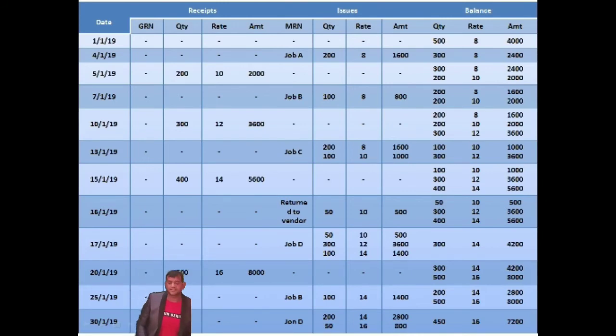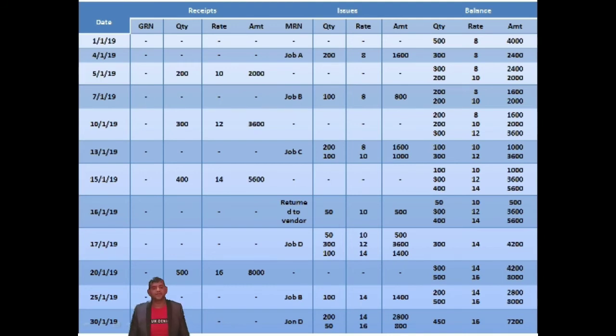So there was a receipt. We are receiving the material from the supplier, the so-called vendor. GRN number nil, but quantity 500 units, each unit cost price is 16 rupees. So 500 into 16, 8000 rupees. So go to the balance column directly, make an entry. The balance is 300 units at rupees 14 each, that comes to 4200 rupees.